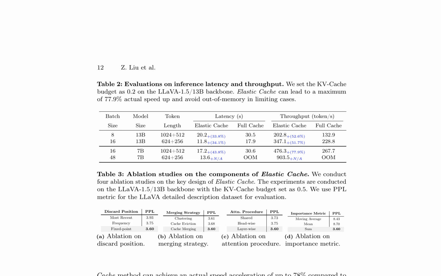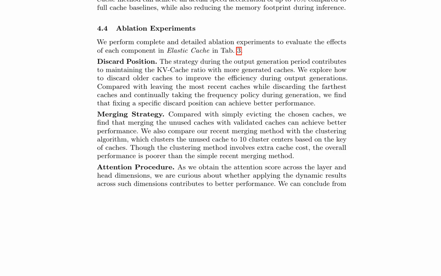Ablation studies on the components of elastic cache are conducted in Table 3, with 4 experiments performed on the LLaVA 1.5 13B backbone with a KV cache budget of 0.5. These experiments evaluate the key design of elastic cache using the perplexity (PPL) metric for the LLaVA detailed description dataset. The results show that fixing a specific discard position, employing a merging strategy, and applying a dynamic attention procedure contribute to better performance. Figures 3a to 3d present the ablation studies on discard position, merging strategy, attention procedure, and importance metric.